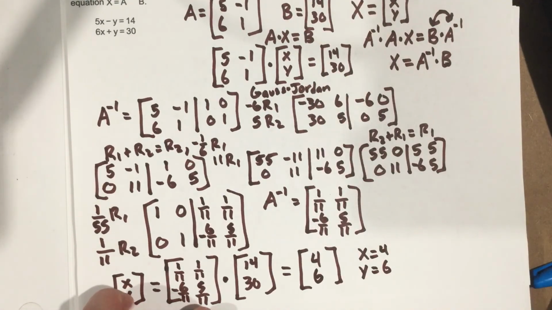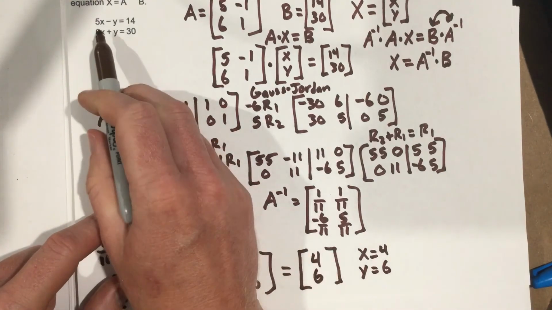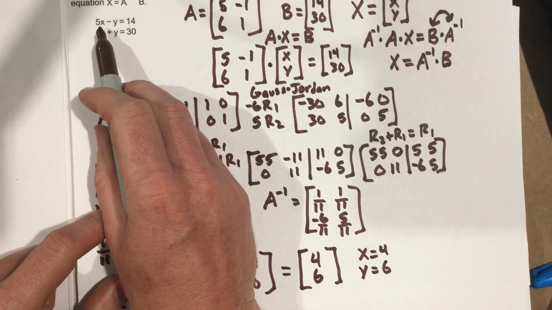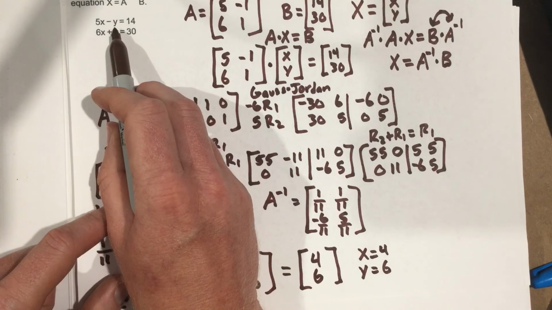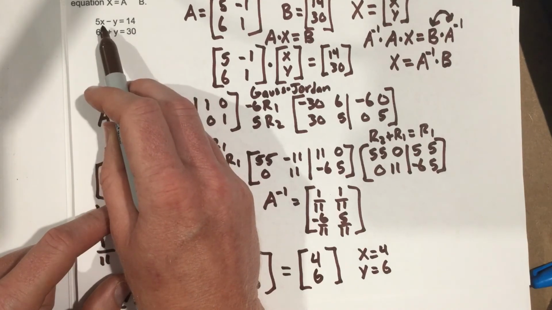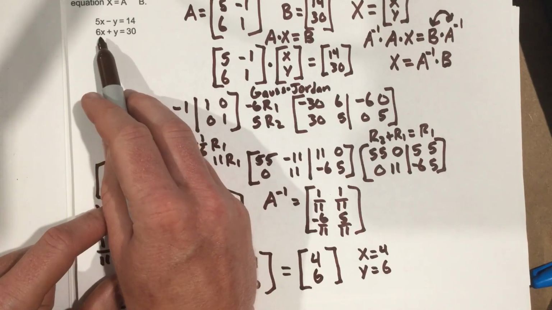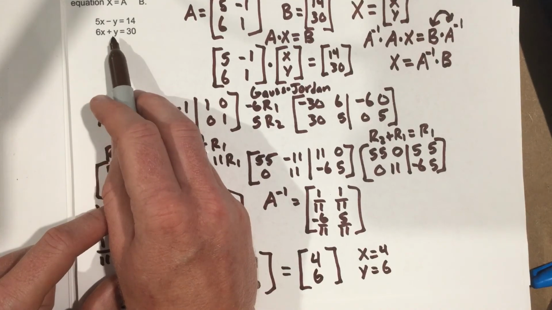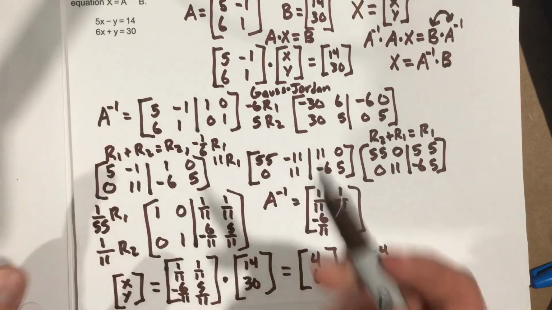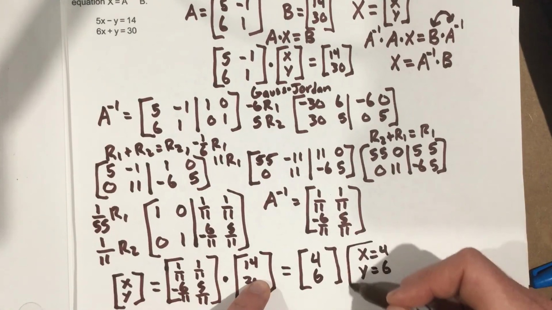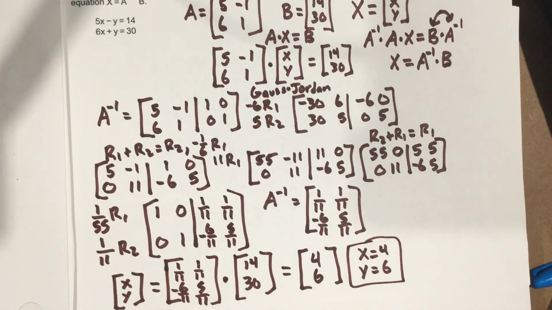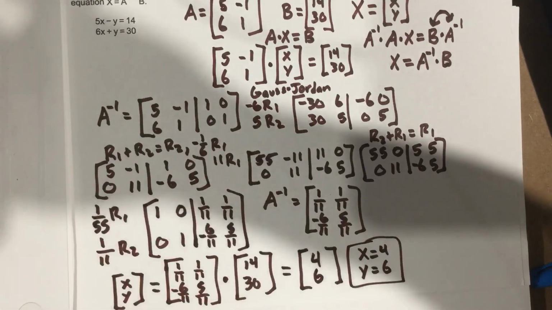We can check those to make sure that those are right up here. 5 times 4 minus 6 is 14. So 5 times 4 is 20, minus 6 is 14. And 6 times 4 is 24, plus 6 is 30. So we have our solutions right here, x equals 4 and y equals 6, and we did it using matrices and using the inverse.